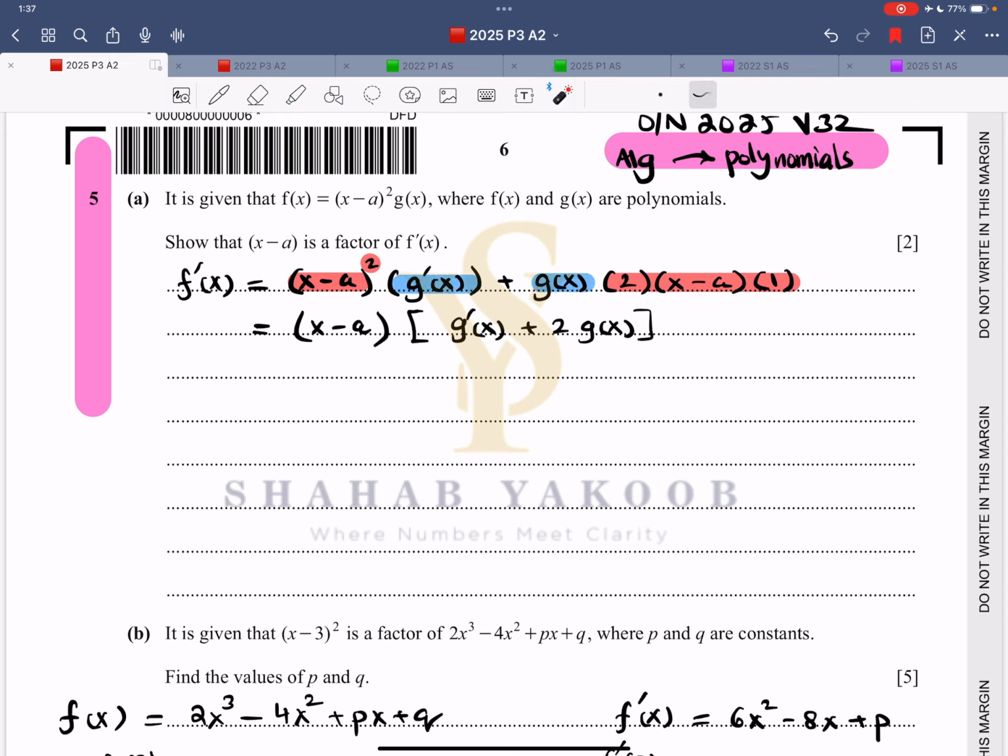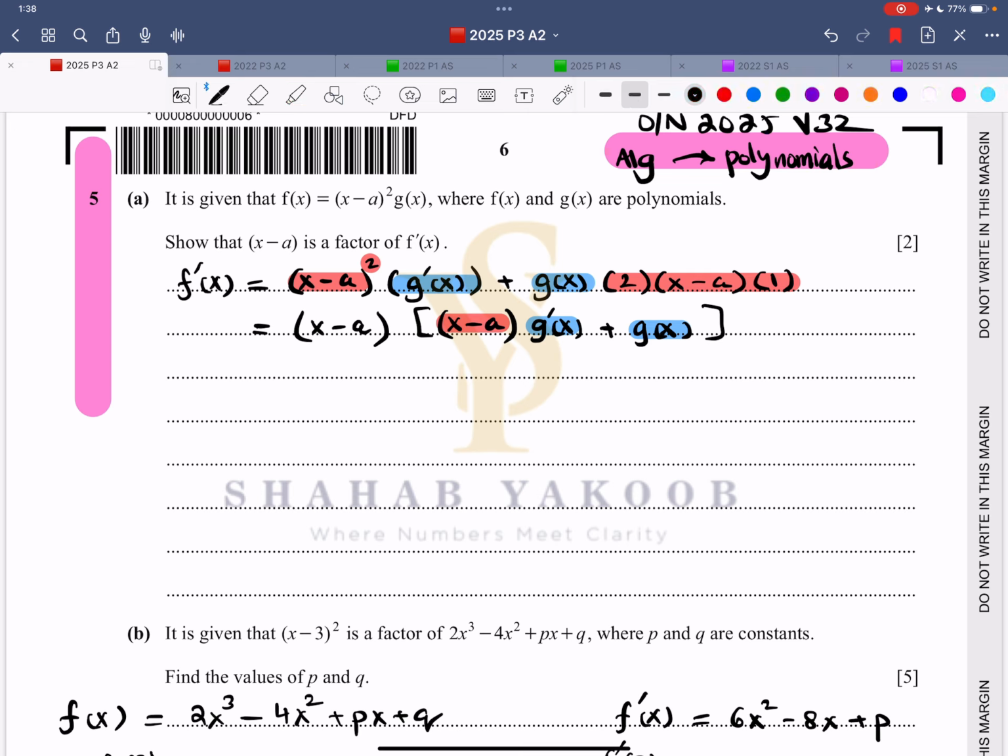And let me just write one other term over here which is missing. So x - a is on the inside bracket. It's multiplying with g'(x) and this is g(x) over here. So now this is the blue one, that is g'(x), and this is the remaining part of the red one. Now it says show that x - a is a factor.